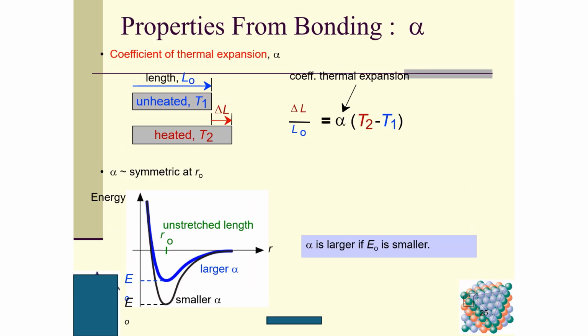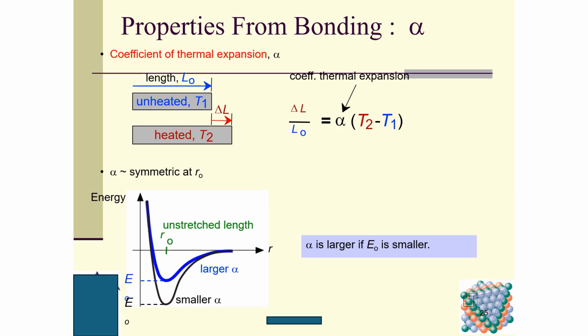The properties from bonding, this is thermal expansion, and this is CTE, the coefficient of thermal expansion. So this is the length L0, and when we heat it, the length changes, the change is delta L, and so delta L divided by the original L equals alpha times T2 minus T1. Alpha is called the coefficient of thermal expansion. You can see here, okay?